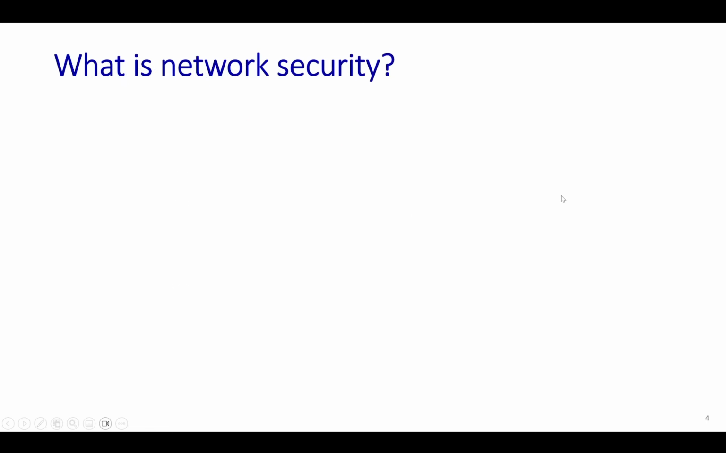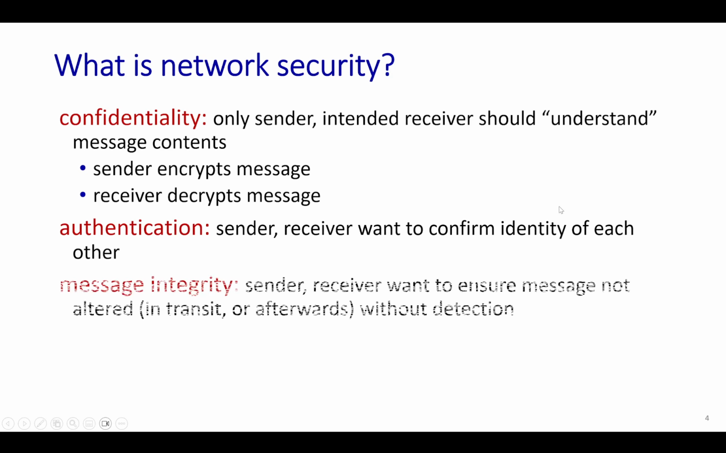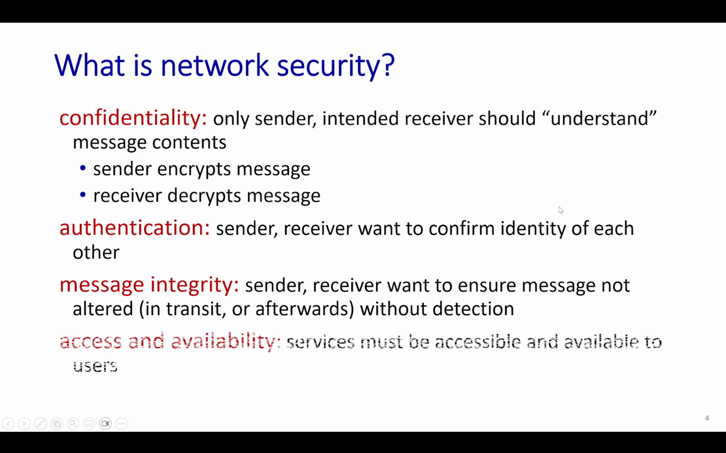Okay, so let's look at the goals once again. What we want to achieve is confidentiality, so that only the receiver should understand the message contents. Typically this is done through encryption. So the sender encrypts the message, the receiver decrypts the message, has to know the right key.